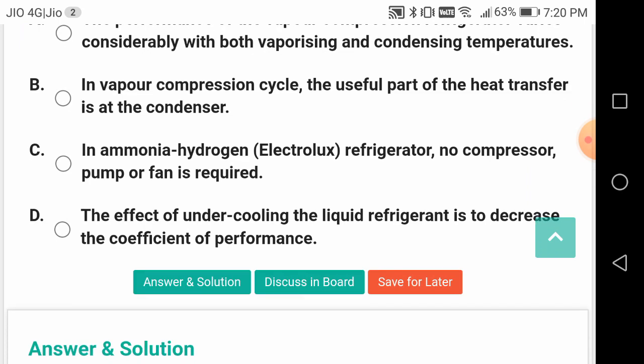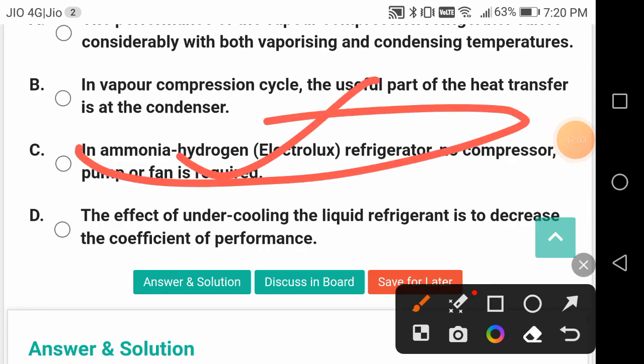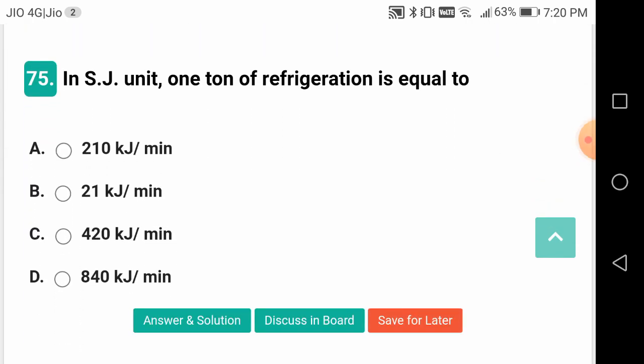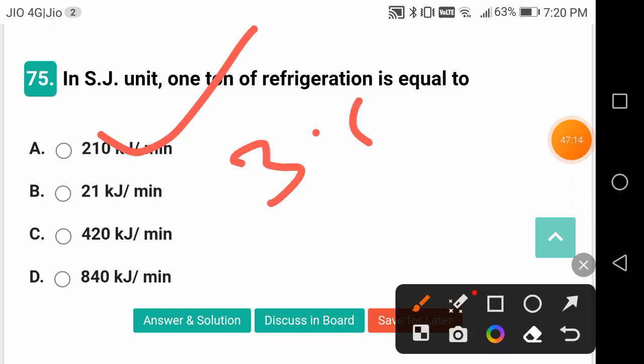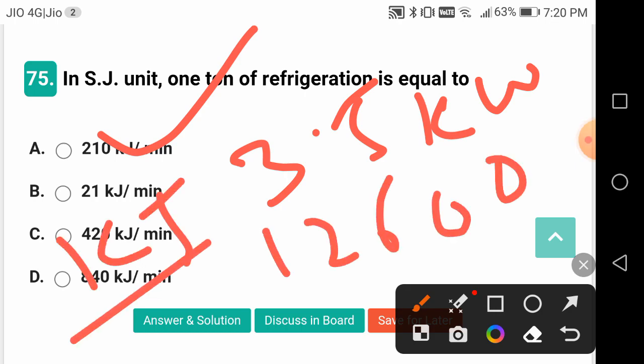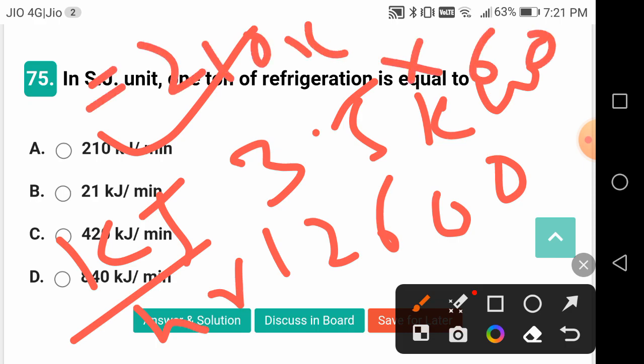Yes. The ammonia hydrogen Electrolux refrigerator, it is also called Electrolux refrigerator, is ammonia and hydrogen, not ammonia and water. No compressor, pump or fan is required. This is a good observation, friends. Remember that. In SI units, the ton of refrigeration is equal to 210 kilojoules per minute or 3.5 kilowatts or 12,600 kilojoules per hour, that is 210 kilojoules per minute times 60.